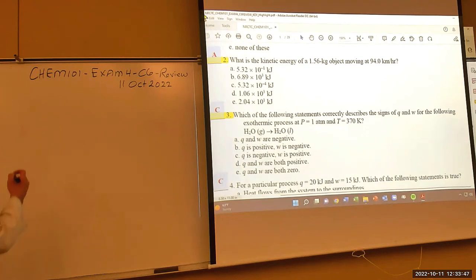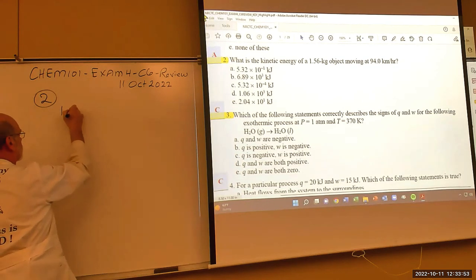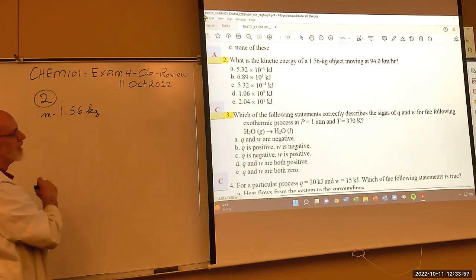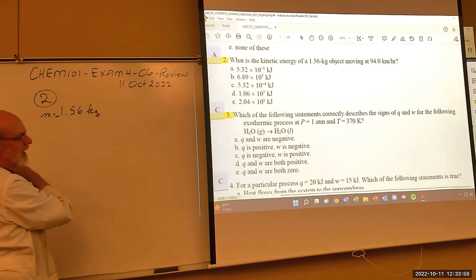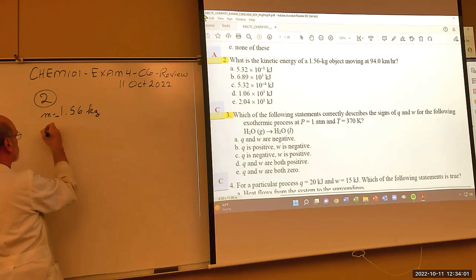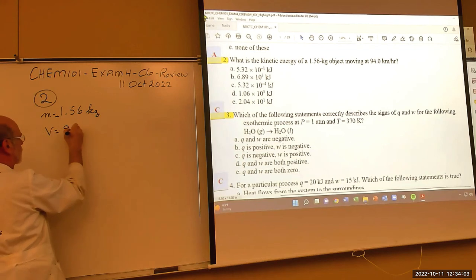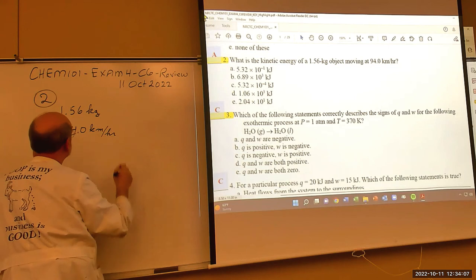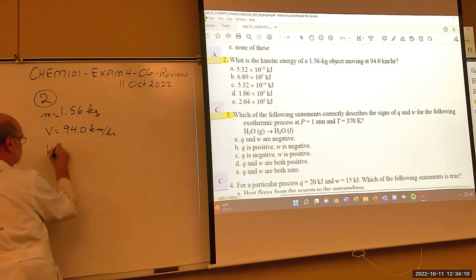This first one. What's the kinetic energy of a 1.56 kilogram... well, that's the mass... object moving at 94 kilometers per hour? We're looking for the kinetic energy.